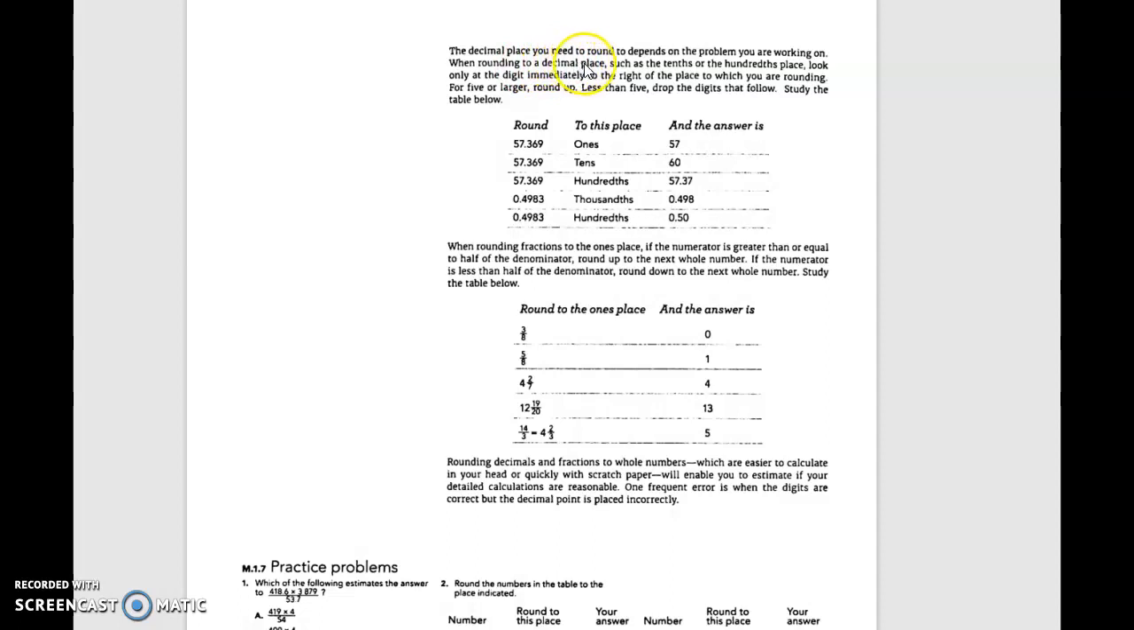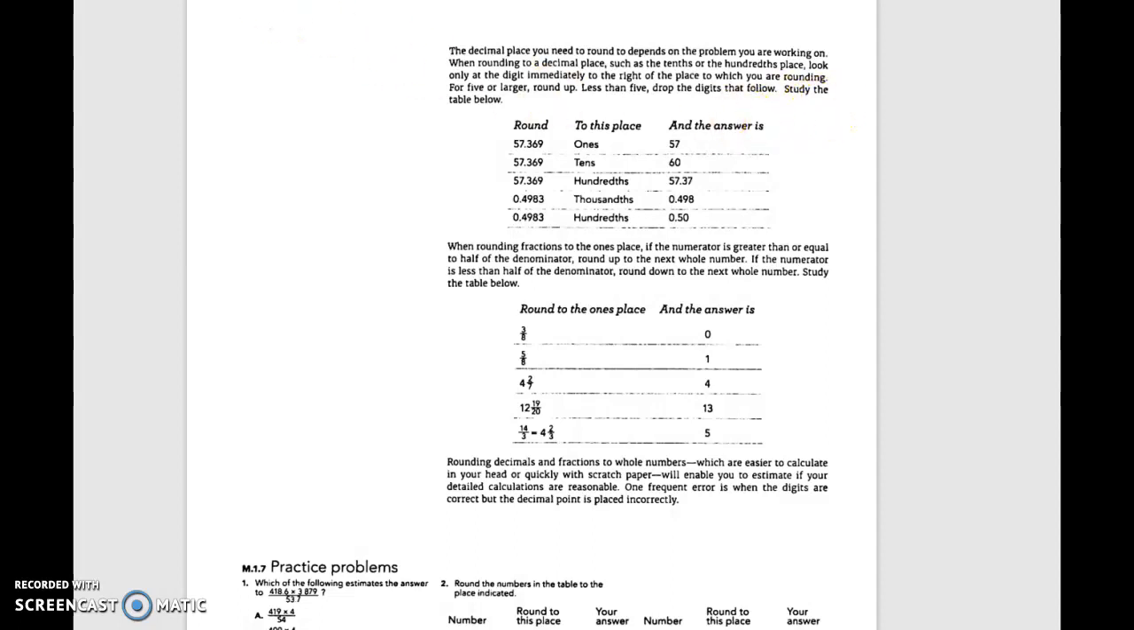So when rounding to a decimal place, such as the tenths or the hundredths place, look only at the digit immediately to the right of the place to which you're rounding. And the rule says, if that number is 5 or larger, round up. If it's less than 5, just drop the digits that follow and do not put zeros in there, because some systems or some tests may mark an extra 0 as a wrong answer. So don't put a 0 unless it's absolutely necessary.